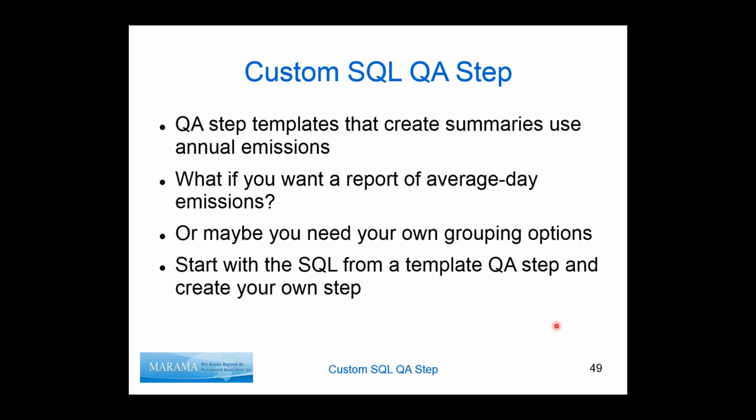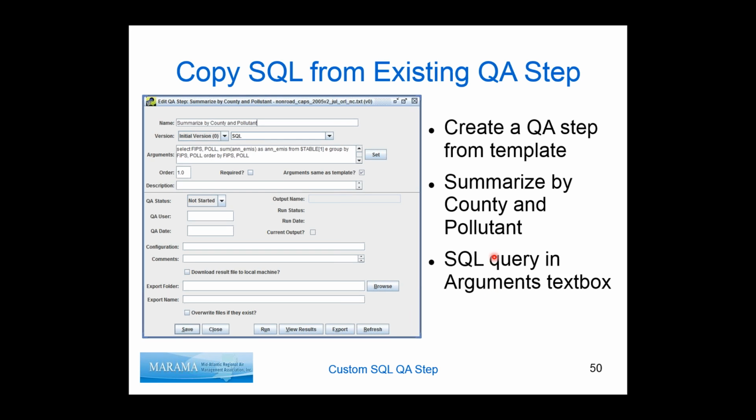So what happens if you want a report of the average day emissions? Or maybe you need a summary that's a little bit different than what's already there. What you can do is start with the SQL from a template QA step and then customize it to make your own step. So this is an example where I grabbed a summarized by county and pollutant QA step just so that I could get the SQL query. So I'm going to pull out this SQL query and show it to you on the next page.